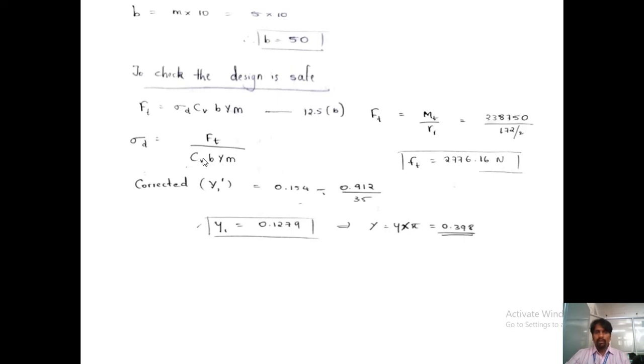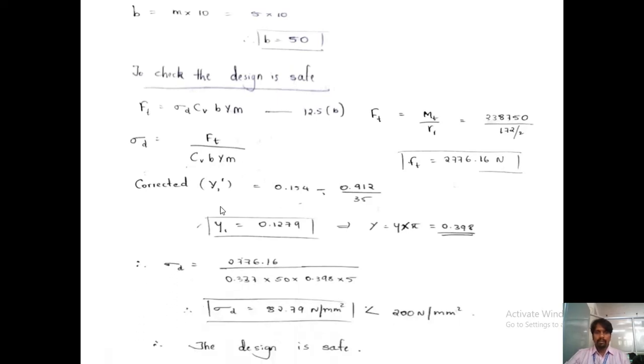We got ft and cv. Since the diameter is known, we have calculated cv in the previous step, and v is also known, which is 50 mm. And y we calculated for the assumed value, that is for z1 equal to 20. But after the module is obtained, we recalculated z1. For that recalculated value of z1, we need to calculate the corrected value of the Lewis form factor. So this is given by 0.1279. Once we know the corrected value of the Lewis form factor, the form factor y is given by that value multiplied by pi, so getting around 0.398.